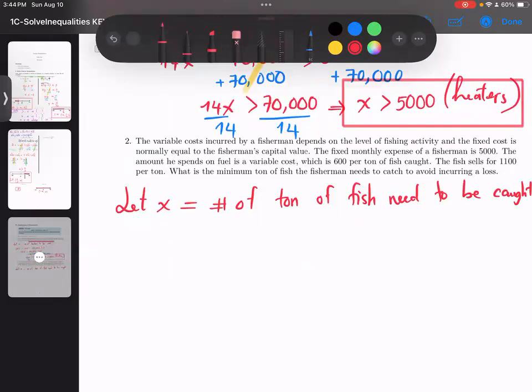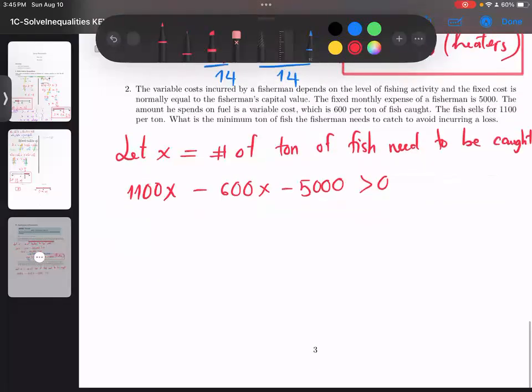Let's see what is the revenue. The revenue will be 1,100x, right? I hope everybody clear on this. And what is the expense? The expense will be 600 per ton, so 600x minus another fixed expense will be 5,000, and this will be positive, right? To make some profit. Same thing, 500x, because you combine those two, minus 5,000 greater than 0.